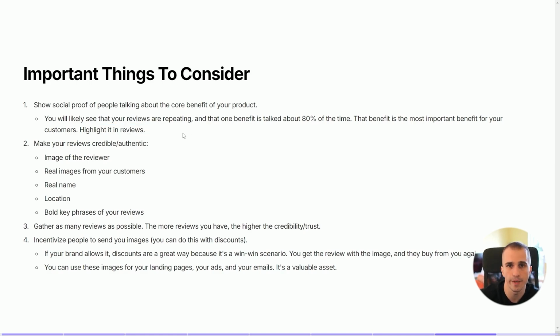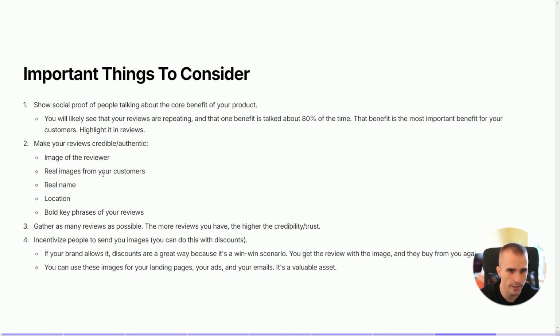These reviews that are repeating the most are the most important reviews, and that's the benefit that your visitors are looking for as well when they're on your product page, and these are the reviews that you want to highlight across your whole store. And the ChatGPT input that we're going to cover will help you with determining what that one core benefit is.